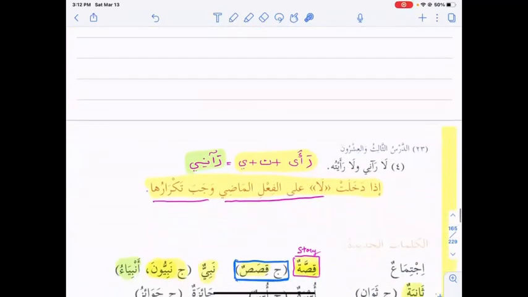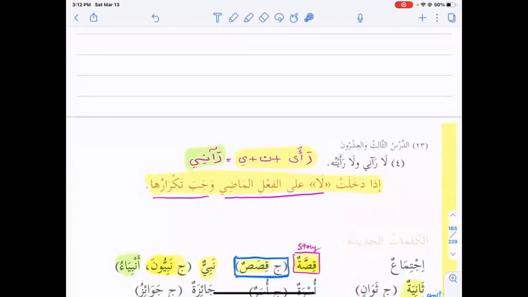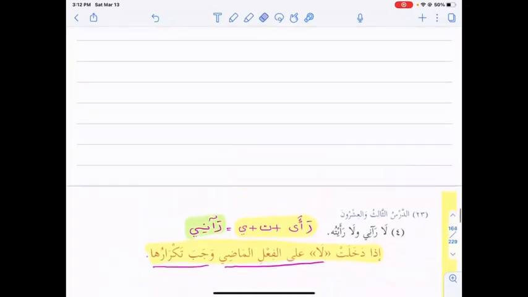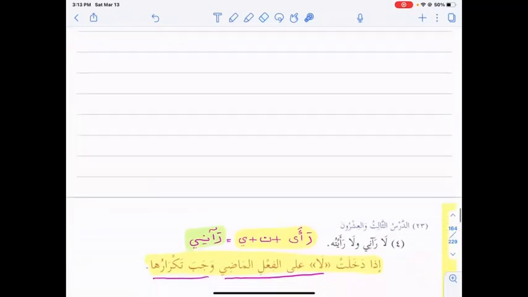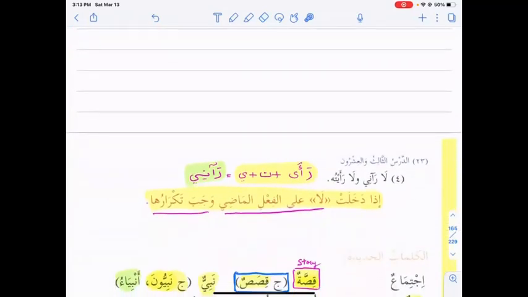What else is here now? You see, here it is. There's the one example, number 4 here. Number 3 is here. And number 4 is here. La ra'ani wa la ra'ituhu. إذا دخلت لا على فعل الماضي وجب تكرارها. If you use la in fi'l madi, then it is necessary to have repetition. It is necessary to repeat it.